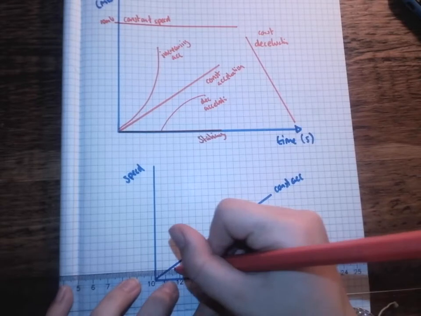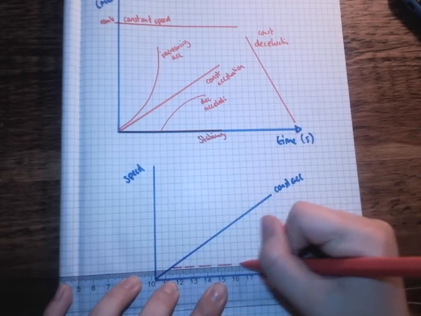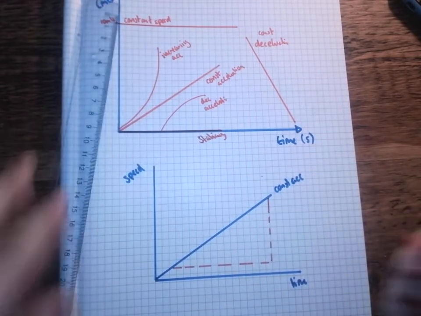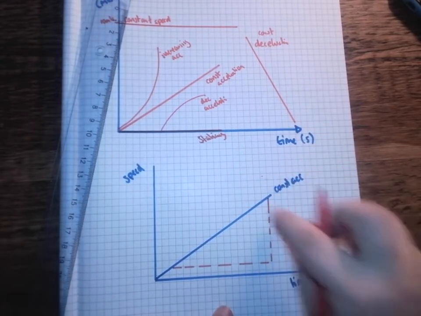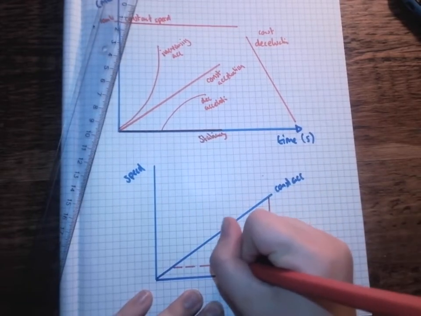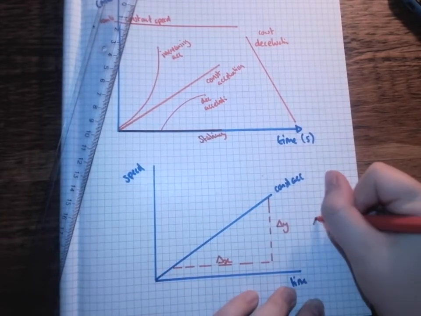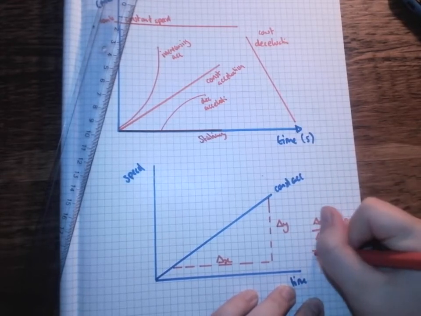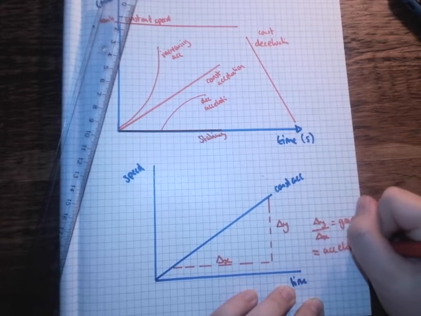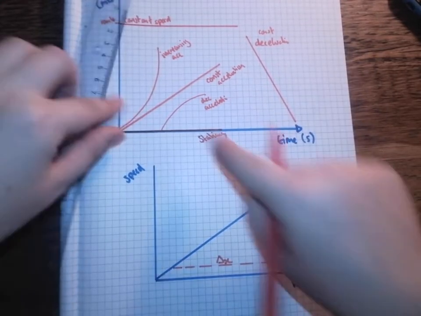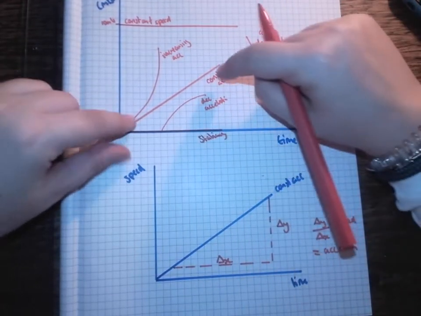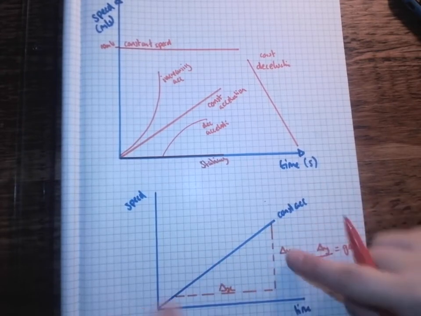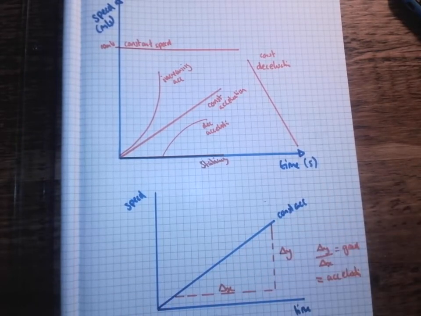So I could look at the rise over the run, the change in y over the change in x. So my gradient, my delta y, being my change in speed, and my delta x being my change in time. So my change in y over my change in x is equal to the gradient, and my gradient is equal to the acceleration. So one of the things we can calculate from our speed time graphs is the acceleration. Again, we can do the rise over run, change in y over change in x to calculate them.